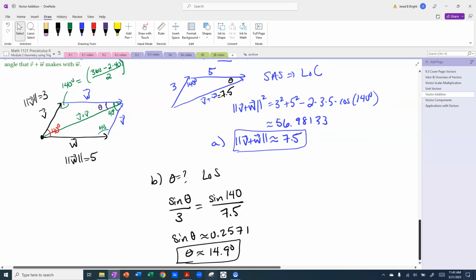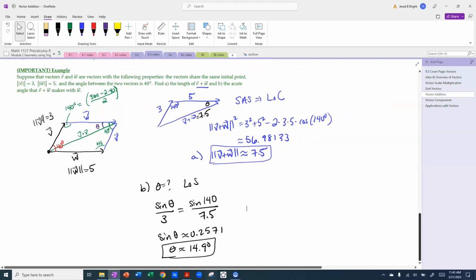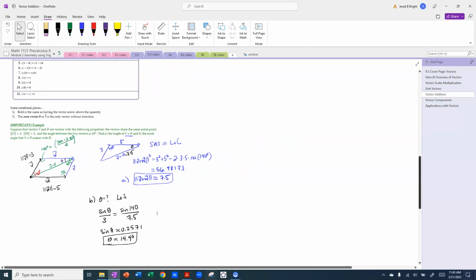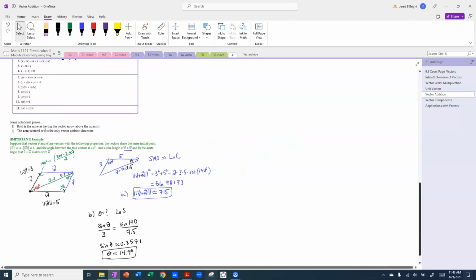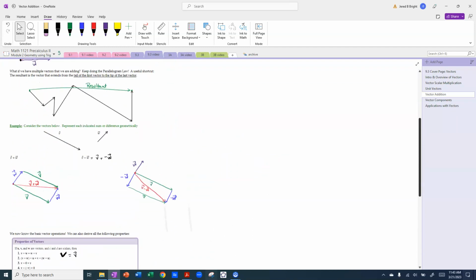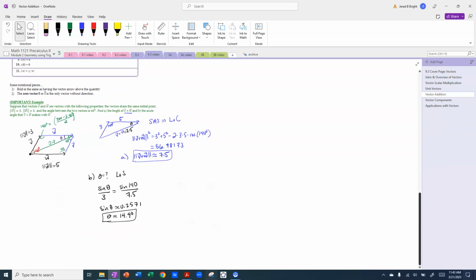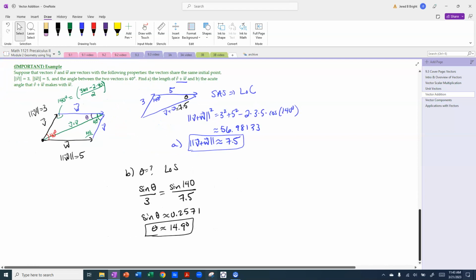So law of sines and law of cosines can come up when we're doing stuff with vectors. This video is a little bit long, but it introduced how we do vector addition and actually subtraction via geometry, using that parallelogram law. And then our last example linked together vector geometry and the law of cosines and law of sines that we've been using for a while now.